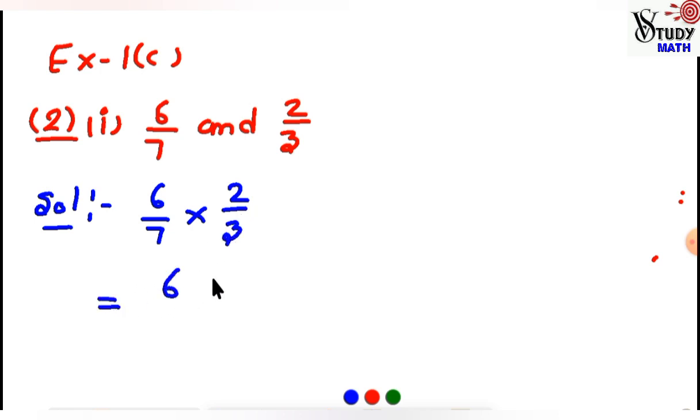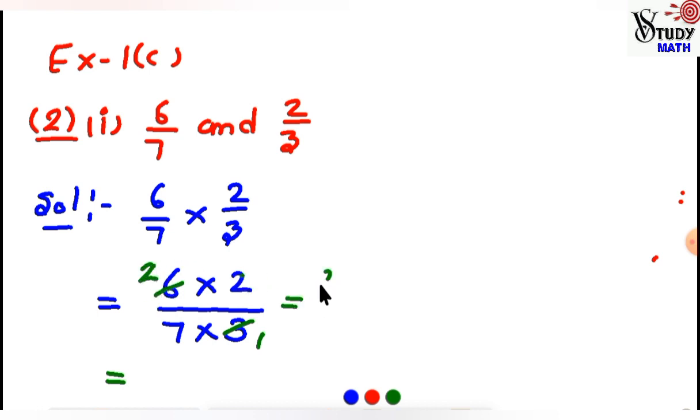Now in the second step, numerator will multiply numerator and the denominator will multiply the denominator. Now apply the third step. In the third step, we have to cancel out the common factor. 3 ones are 3 and 3 twos are 6. This 2 will multiply this 2. 2 multiplied by 2 upon 7 ones are 7. So the final answer, dear students, is 4 by 7. This is the answer.